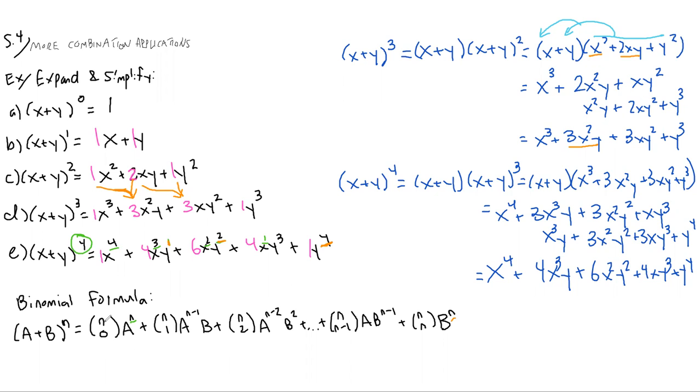The powers along the bottom of the binomial formula start at 0 and go up to n. The powers of your first term start at n and go down to 0. The powers of your second term start at 0 and go up to n.